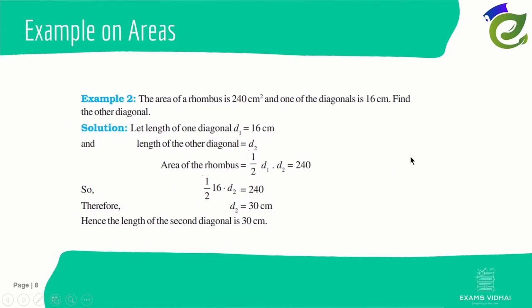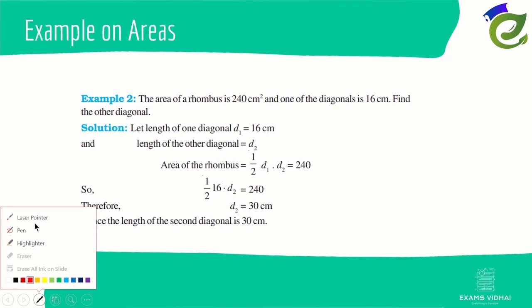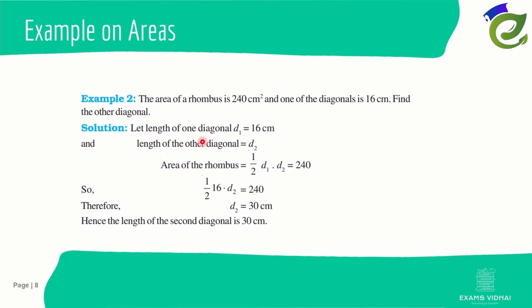Example 2. The area of a rhombus is 240 cm square and one of the diagonals is 16 cm. Find the other diagonal. Solution. Let the length of one diagonal D1 be 16 cm, and now we have to find the length of the other diagonal D2. According to the question, the area of the rhombus is given as 240 cm square. Now we know that the area of a rhombus formula is half D1 D2. By equating both, 240 equals half D1 into D2. We know that D1 equals 16 cm. By substituting D1 equals 16 cm in the equation, we can find the value of D2. Hence, the length of the second diagonal is 30 cm.